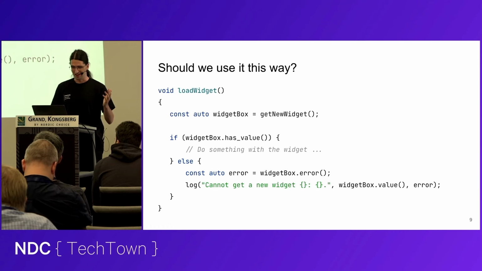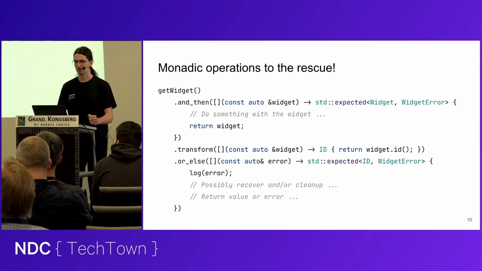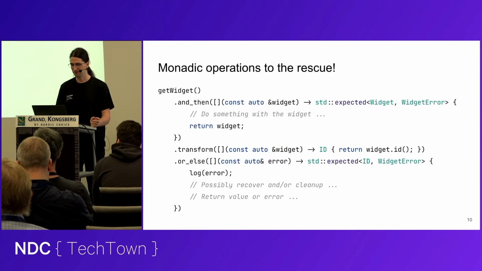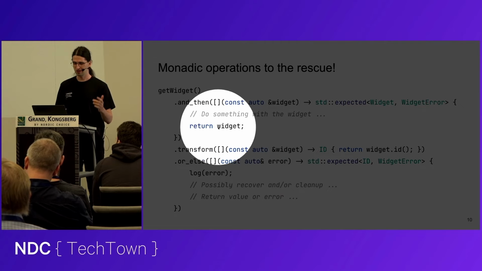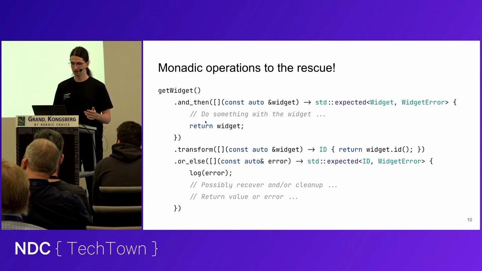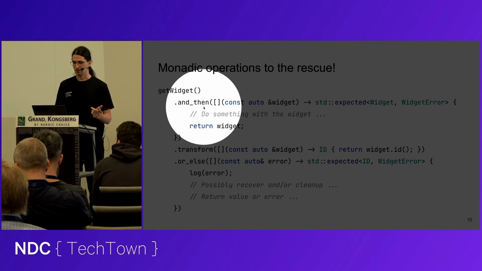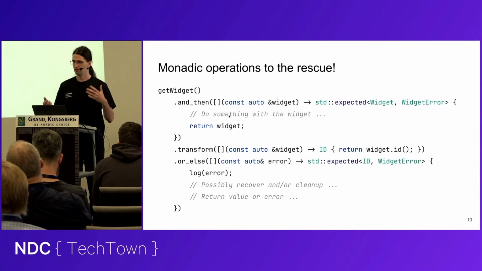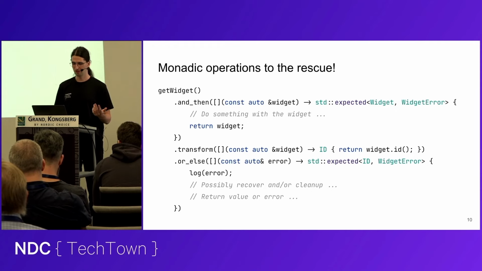But how can we handle this? We have monadic operations to the rescue, and with these operations, it's much harder to make such mistakes. You can see the monadic operations. Those are not the main point of this particular talk, but still there are four of them, and three of them are on the slide. The first is and_then, and this handler will be invoked only and only if there is a value inside the expected. So it's impossible to access an error here from this point.